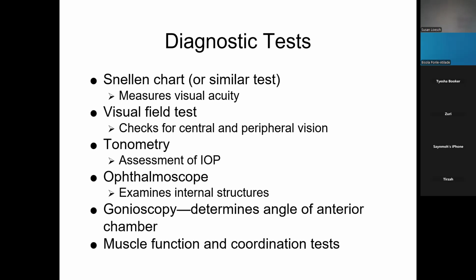And then muscle function and coordination tests. So we were talking about that when we were talking about those 6 ocular muscles, and I was talking about the cardinal fields of gaze. And you'll look at these muscles, the oblique, the one that goes side to side, all those to see if the eyes are functioning and moving in a direction, a coordinated direction, the way they're supposed to.